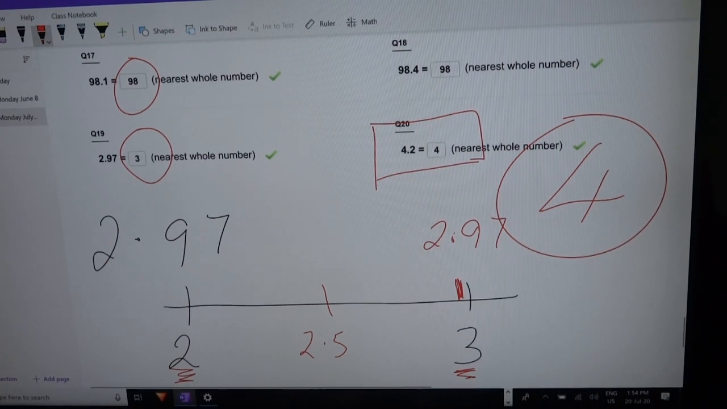So when I look at the problems, I say, okay, is the digit a 5 or greater? If it's a 5 or greater, then we simply say that we round it up to the next whole number. If it's less than that 2.5, then we go down to the previous number.